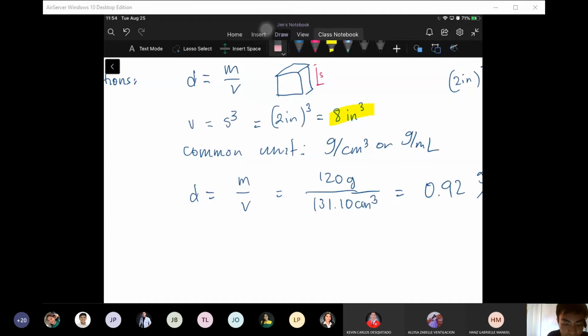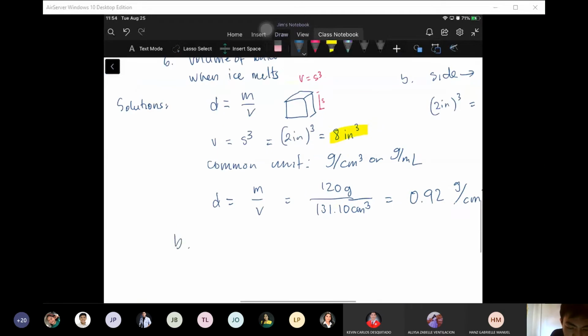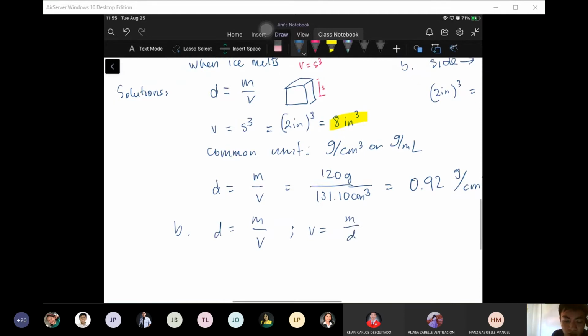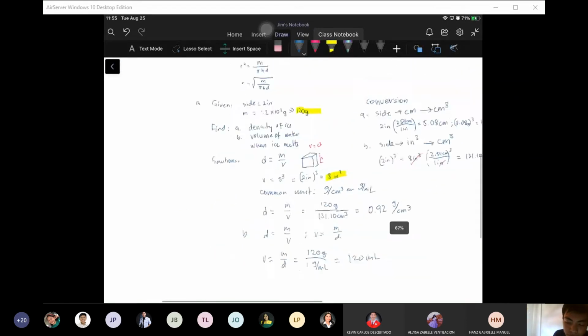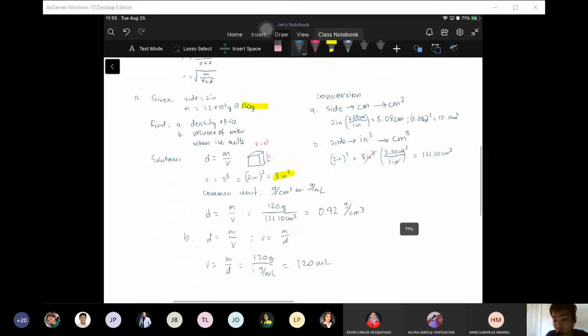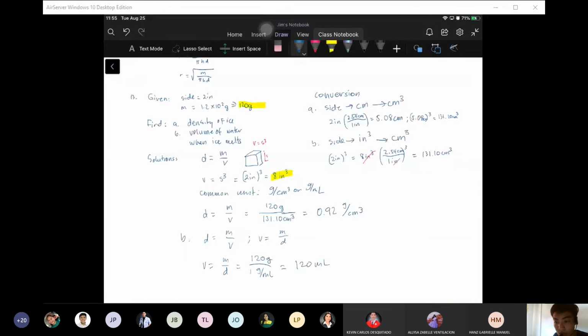So, that's the idea. For letter B, still the same equation, D equals m over v, but we need the volume. So, V is mass over density. We can just cross multiply. What is the mass? That's 120 grams divided by the density of the water. Water na, as the problem says. So, we get 120 ml.